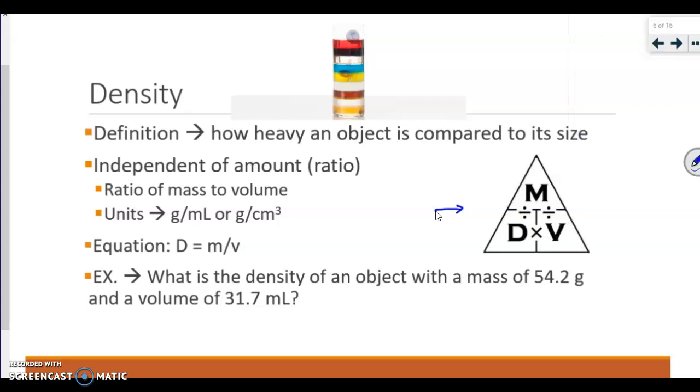So let's solve the problem below. What is the density of an object with a mass of 54.2 grams and a volume of 31.7? So I'm looking for density. So I'm going to cover that up in my triangle, and I take my mass divided by volume. And I solve.